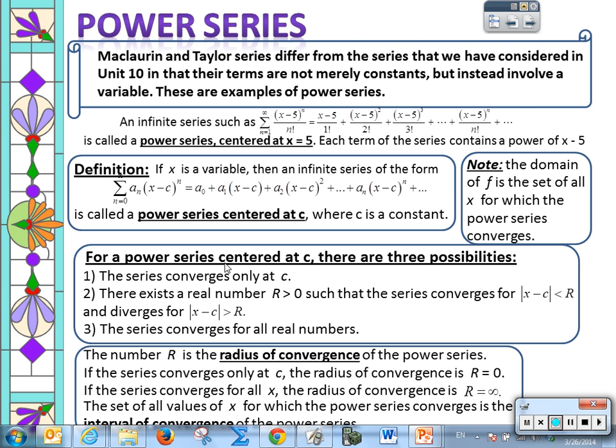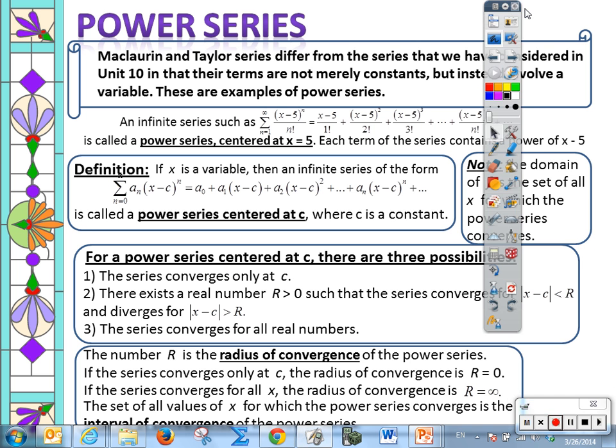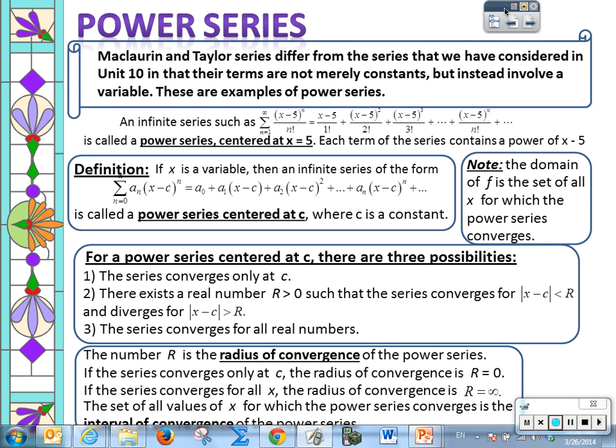For a power series centered at C, there are 3 possibilities. Now that's kind of comforting. There's only one of 3 things that's going to happen. Either, number 1, the series converges only at the center, only at C. That's a possibility, where it only converges for one number. Number 2, the second possibility is that it converges for a specific interval of numbers, like 2 to 9 maybe, something like that. And the third option is that it converges for every real number, for all real numbers.